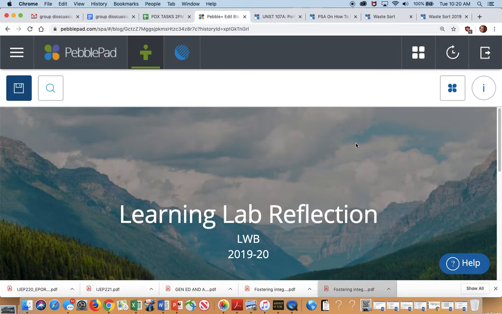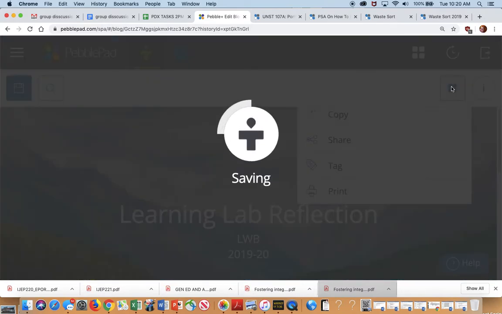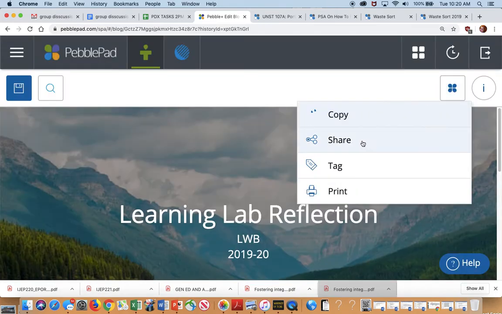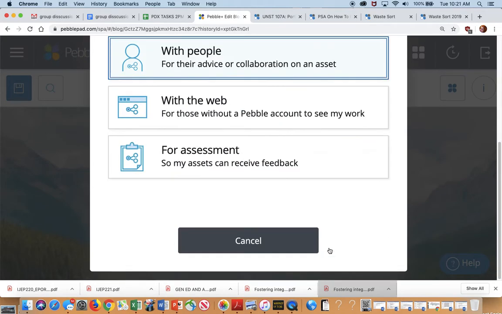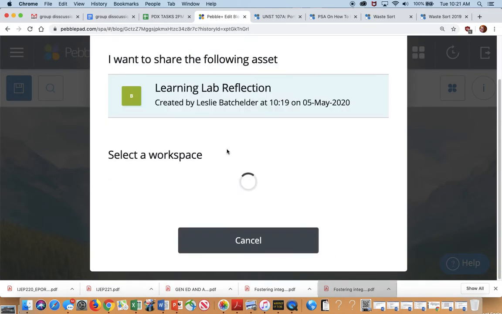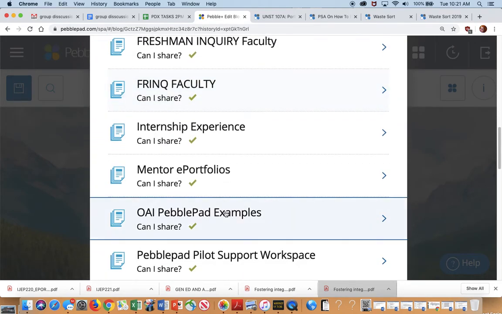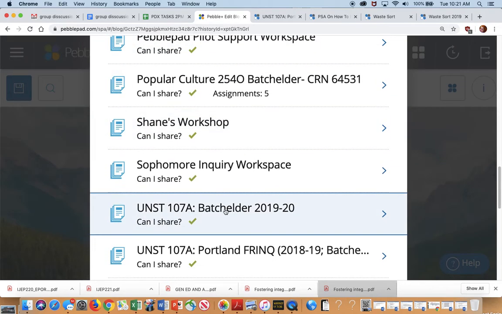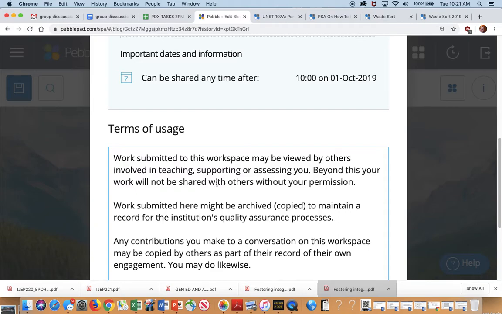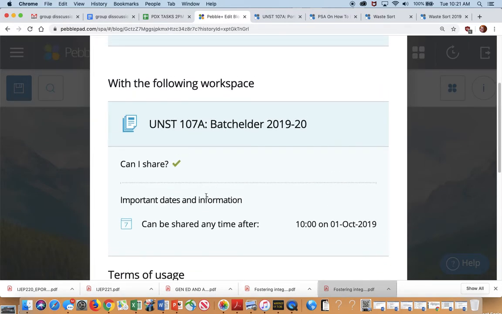so here we are. I've saved it here by clicking on this little icon. Now I'm going to click over here on the PebblePad icon, and I'm going to share it. For assessment, remember that's Brit speak for grading. Let's see, where do we want to share this? We're going to share this with this last year's class. So can I share? Yes, I can.